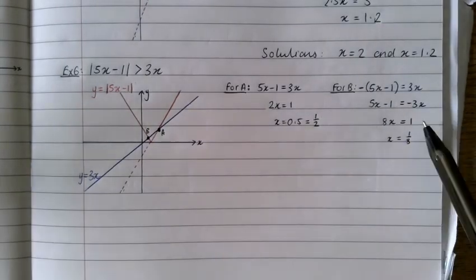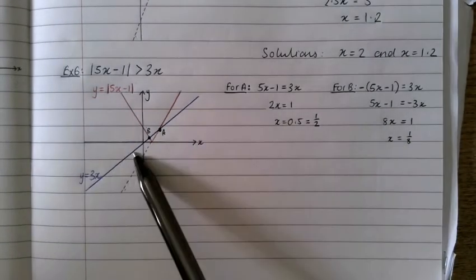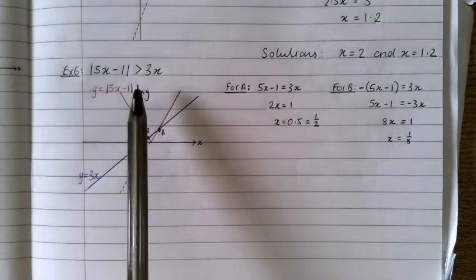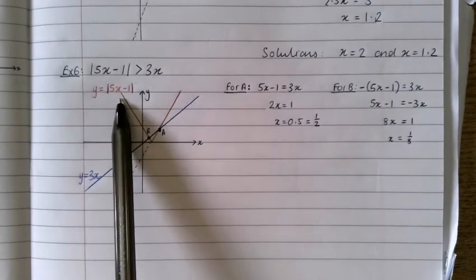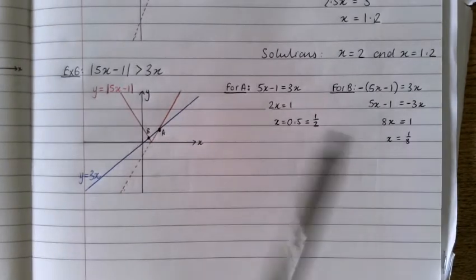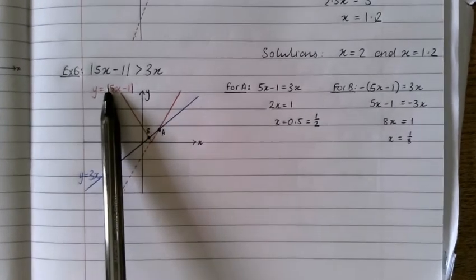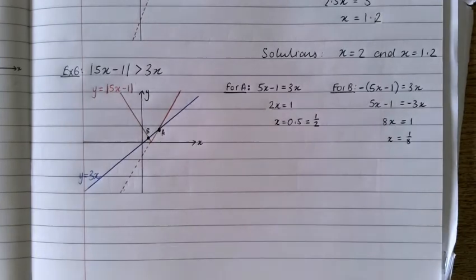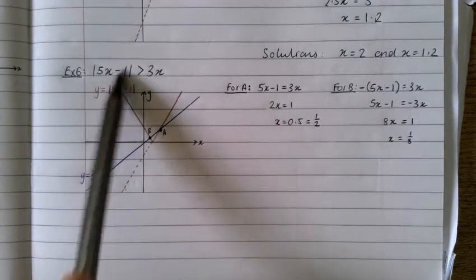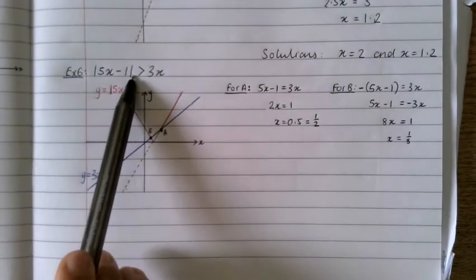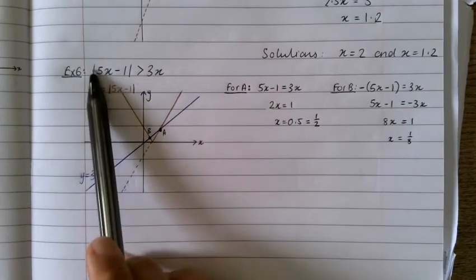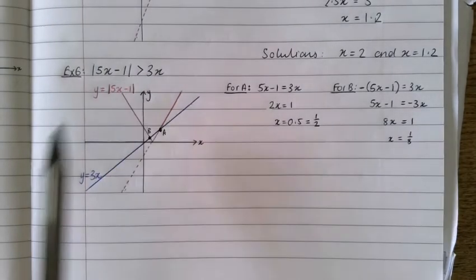Well, they're not our solutions because we found the intersection points, which is great. But what we actually want to do is solve this as an inequality. So once I've got my intersection points, I look back at what the inequality is actually asking of me, and it's asking for the solutions where the modulus function, so the red graph, is greater than 3x minus 1. So we want the red graph values to be greater than the blue graph values.